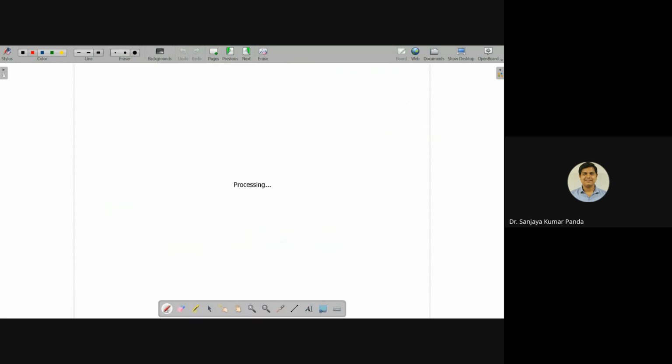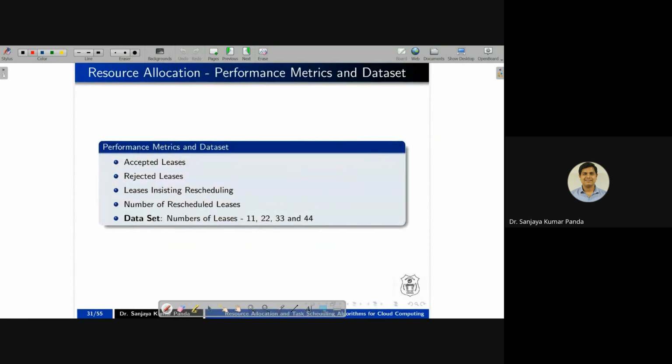Okay, so there are some performance metrics that you have to use to compare the resource allocation algorithm. You have to consider the number of accepted leases, the number of rejected leases, and the number of leases insisting rescheduling. For example, L1, L2, L3 are three leases, right? L4 is a lease which is insisting L1, L2, L3 be rescheduled. So that will be counted as one lease here.